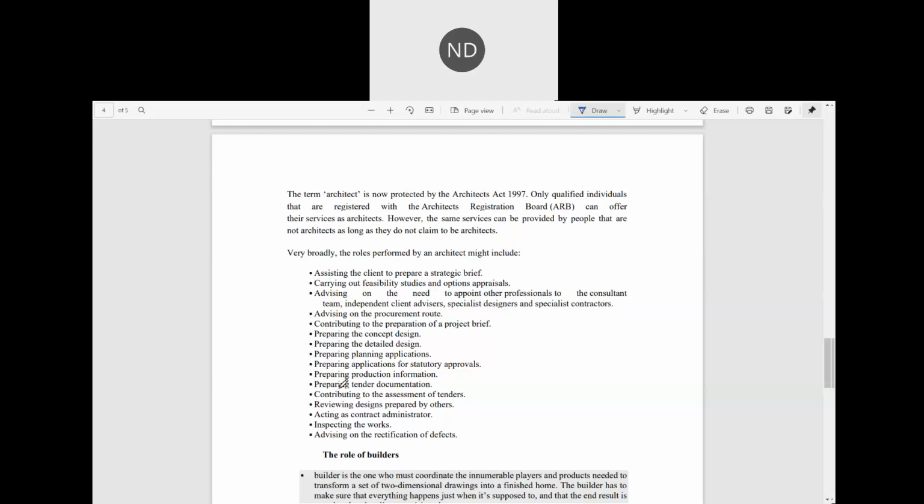Then we have preparing applications for statutory approvals. All these are regarding the architect. These are the works of your architects.